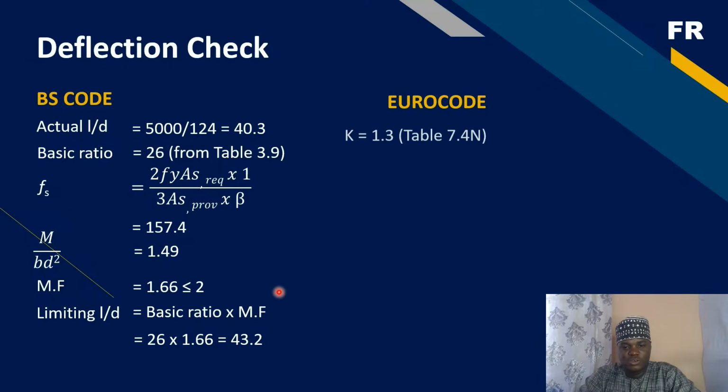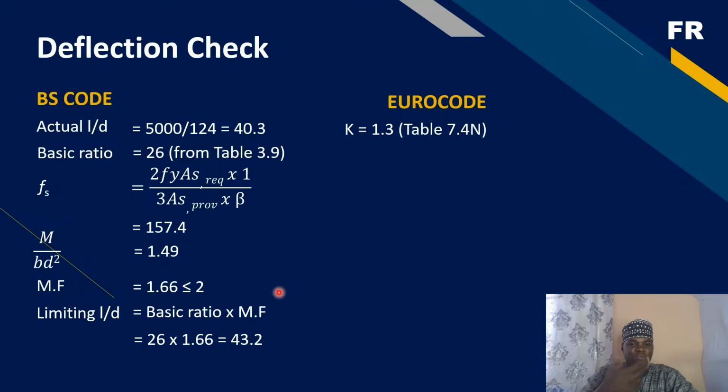According to the Eurocode, we need to determine what we call K. K is a factor of the type of support, that is the type of continuity of your slab, maybe continuous on one end or an interior panel, or if it's a cantilever slab. But based on our own slab, we have one long edge continuous. So this kind of slab, the K is 1.3. You can check table 7.4N of Eurocode 2.